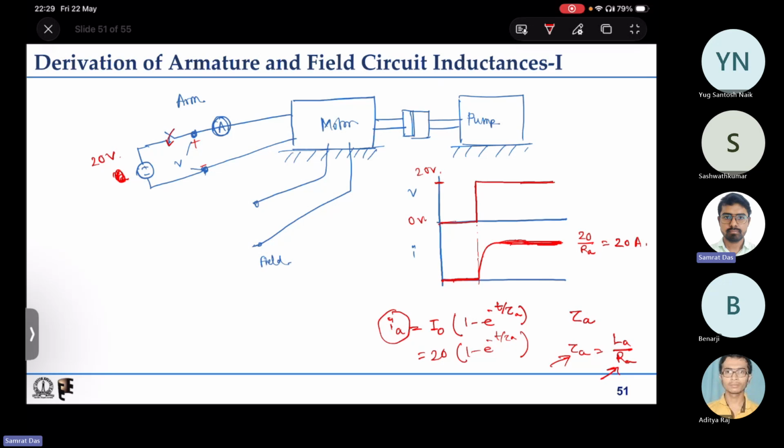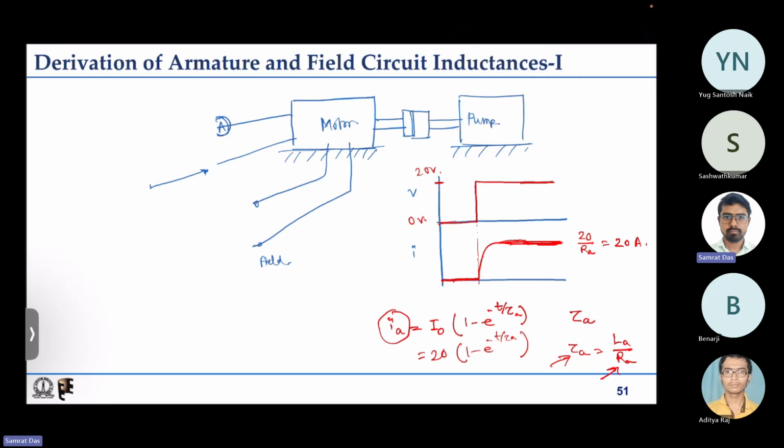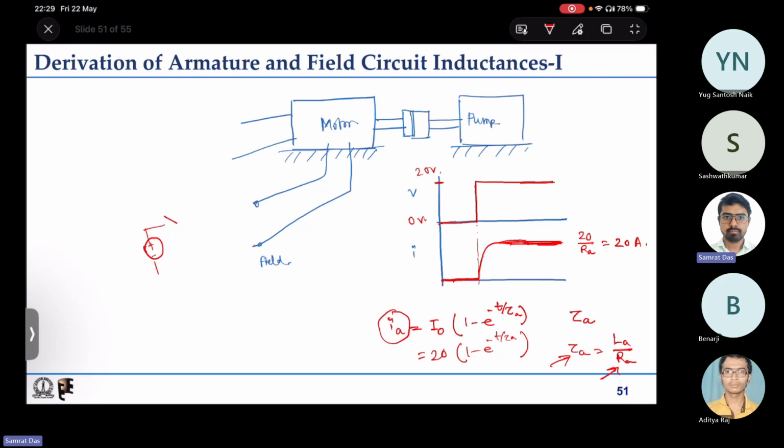Now the same experiment can be done for the field winding also. In that case, we will not excite anything in the armature. The armature is open, but we do the same thing. We get a voltage source, connect a switch, and connect it to the field winding. We probe it to get the current, say If, and we probe it here to get the voltage, say Vf.